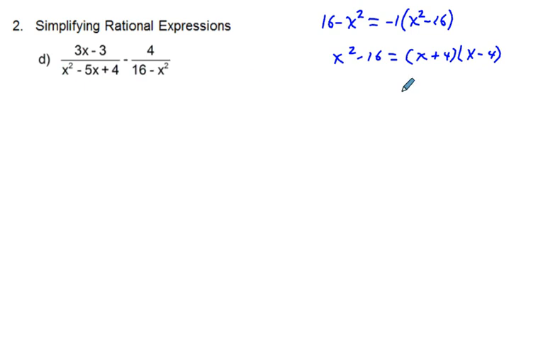And then our other denominator here is x squared minus 5x plus 4. That's going to be x and x, and we're going to have a negative times a negative, so that's going to have to be 4 and 1. So we know that x cannot equal 1. x cannot equal 4. x cannot equal negative 4.